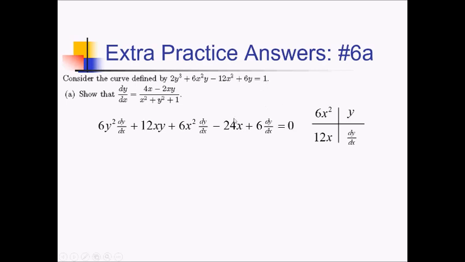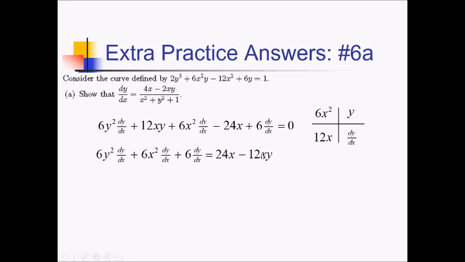Now I have to isolate dy over dx. So let me keep the dy over dx stuff on the left, move everything else to the right. So on the left, I've got 6y squared dy over dx. I've also got the 6x squared dy over dx. And finally, the 6 dy over dx. Moving over to the right, I have to subtract this 12xy, and I have to add the 24x. So I've got 24x minus 12xy.